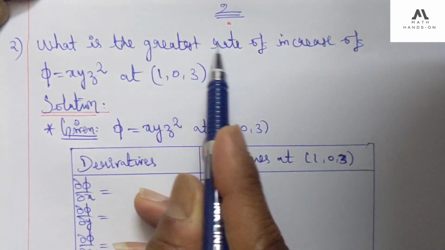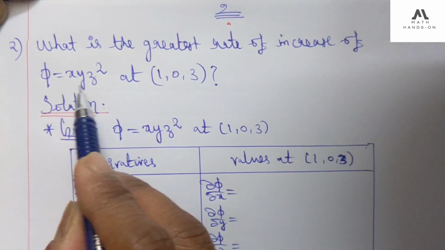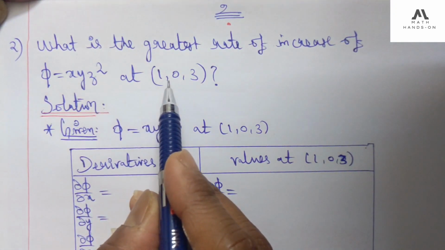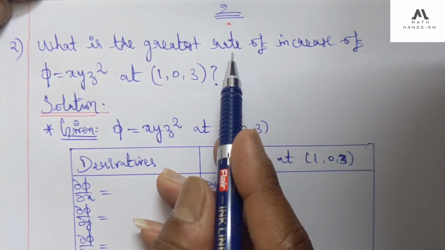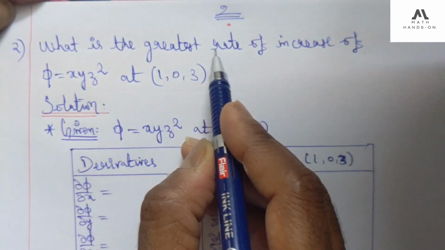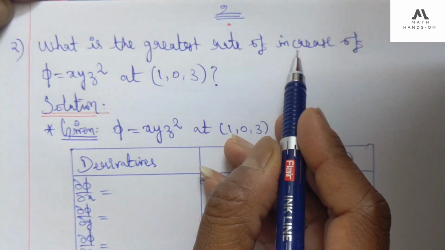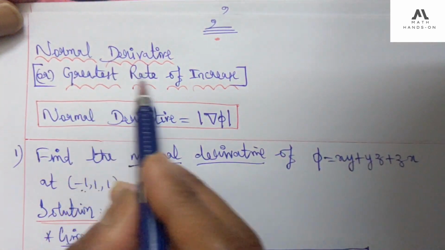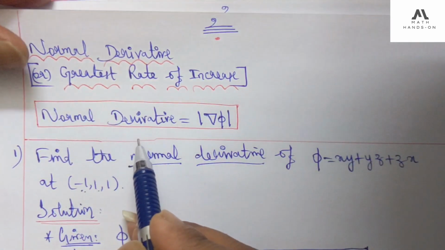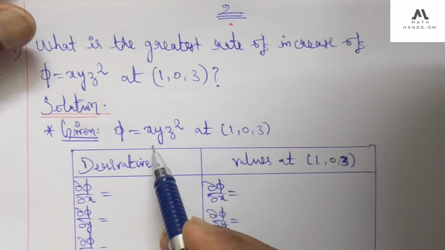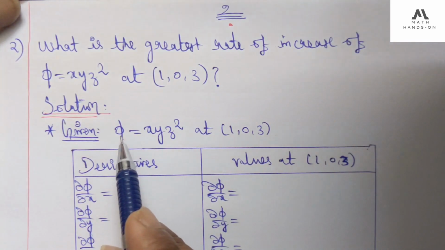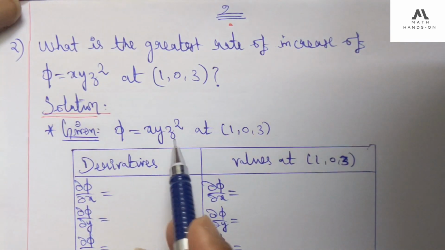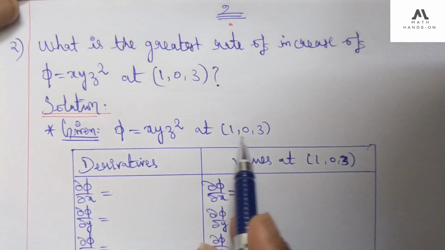What is the greatest rate of increase of phi equal to xyz square at the point (1, 0, 3)? Here, instead of normal derivative, it is given as greatest rate of increase. Both are the same, I already told. So for normal derivative and greatest rate of increase, the formula is the same. Here also we are going to find modulus of del phi. First write down the given function phi equal to xyz square at the point (1, 0, 3). So these two are given.